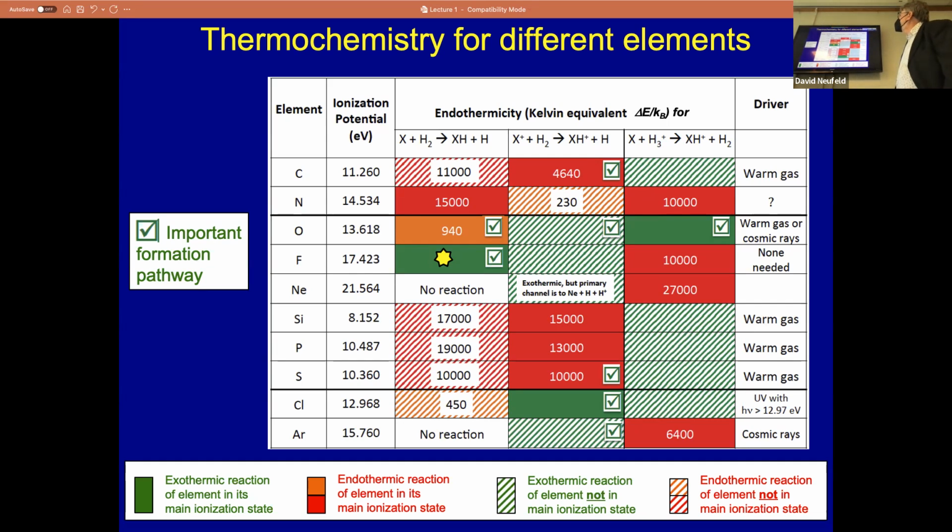So it's telling us basically that fluorine can react exothermically with H2 to make a hydride, hydrogen fluoride. And in fact, fluorine is the only element in the whole periodic table that has a hydride that is more strongly bound than molecular hydrogen.